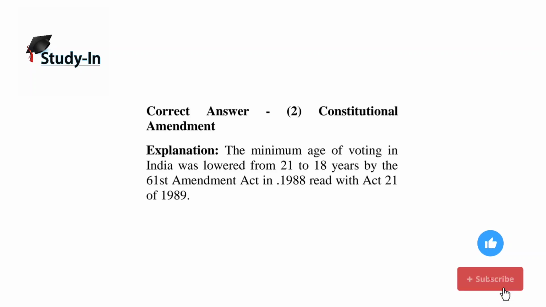The minimum age of voting in India was lowered from 21 to 18 years by the 61st Amendment Act in 1988. Read with Article 21 of 1989.